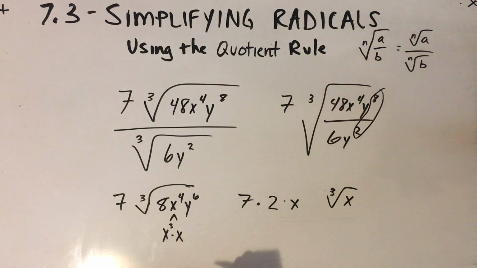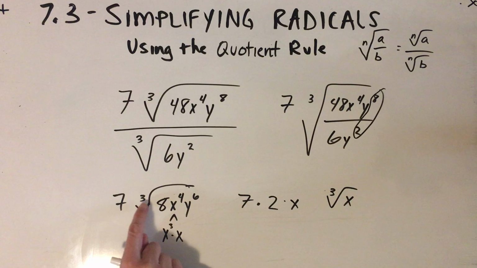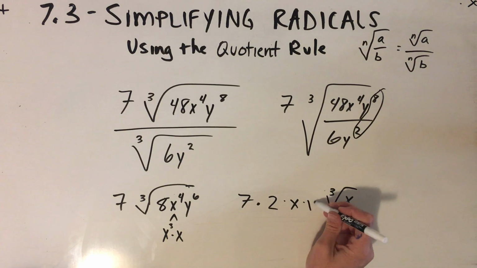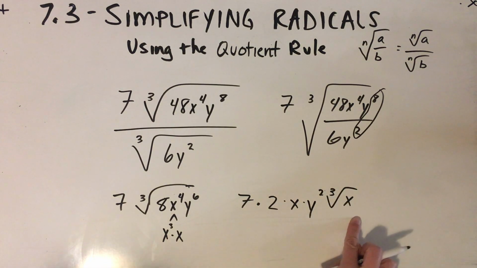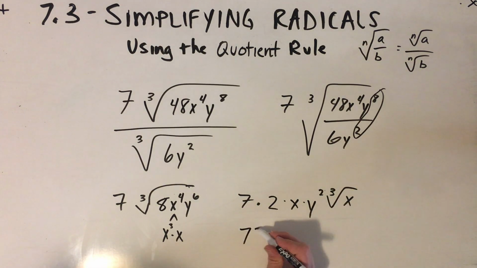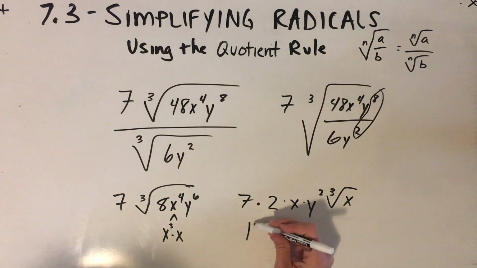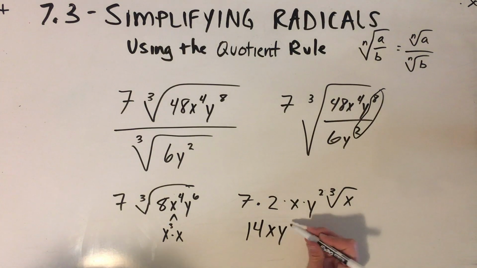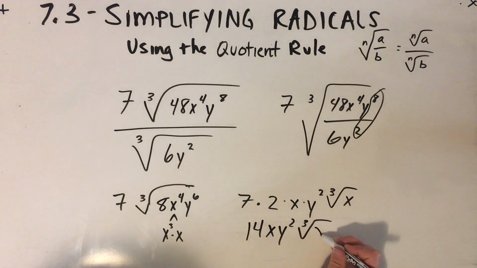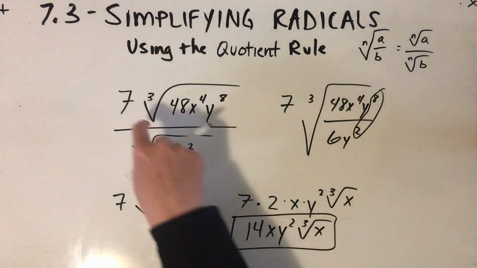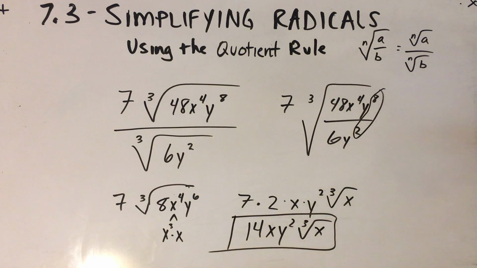And y to the 6 is a perfect cube because it is a multiple of 3. So 3 times 2 would be 6. If I take 6 here and divide it by 3, then I get y squared. So again, all of these on the outside are related through multiplication. So we would write this as 14x y squared cubed root of x. And this would be the simplified version of this original problem.